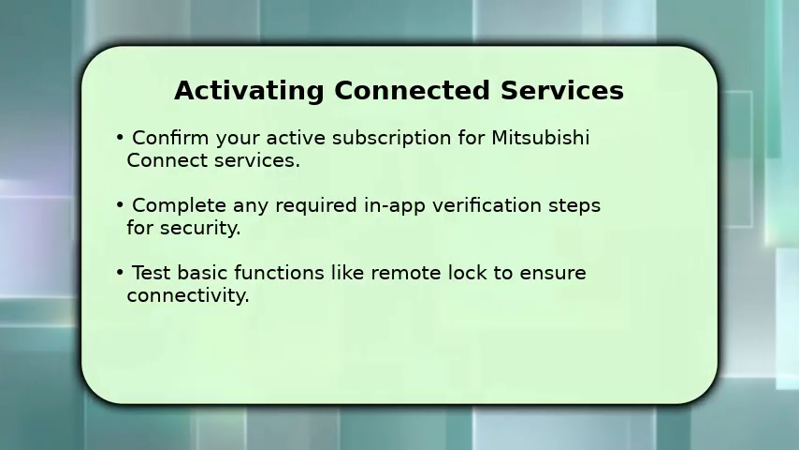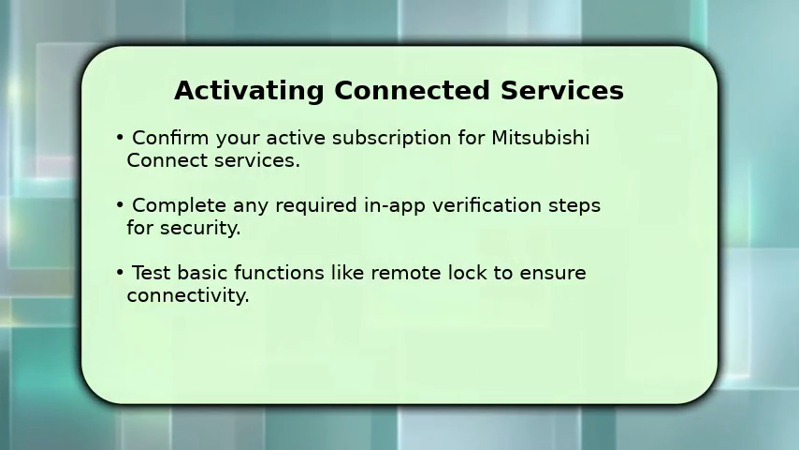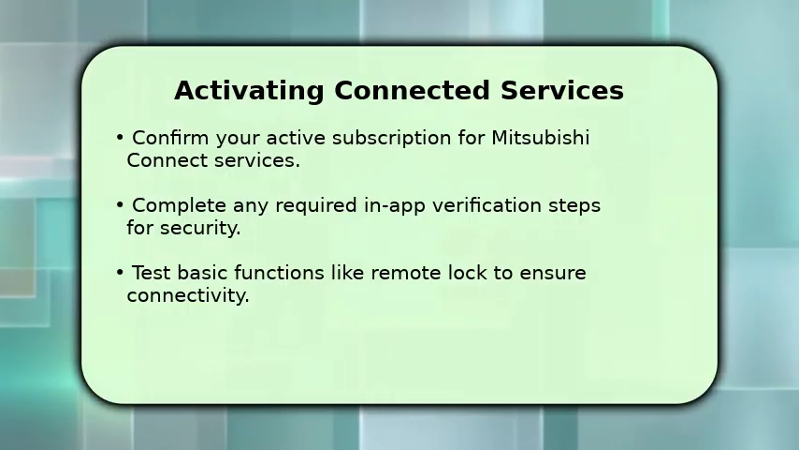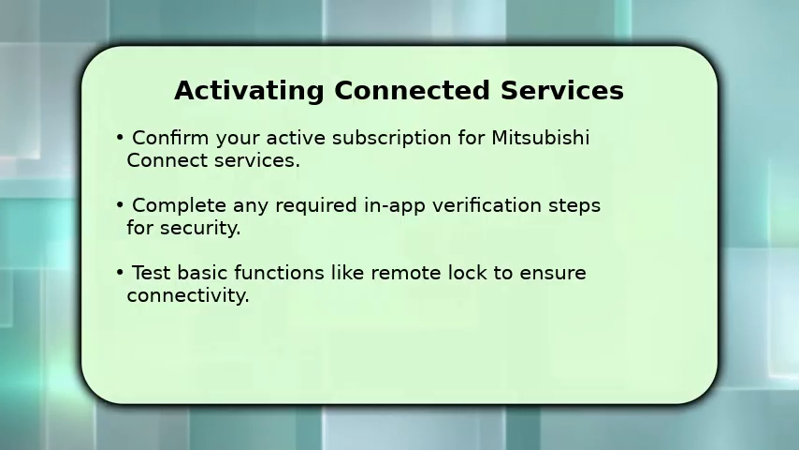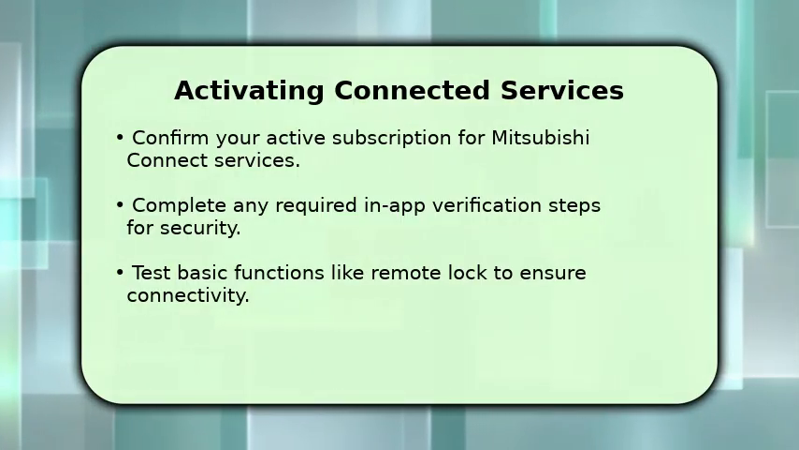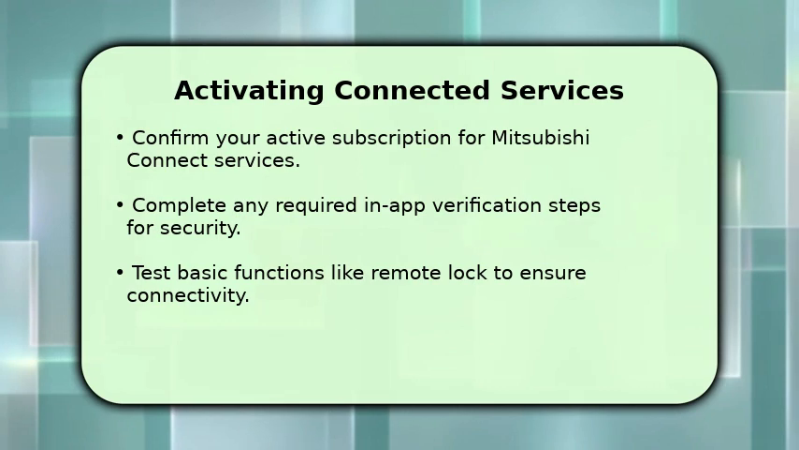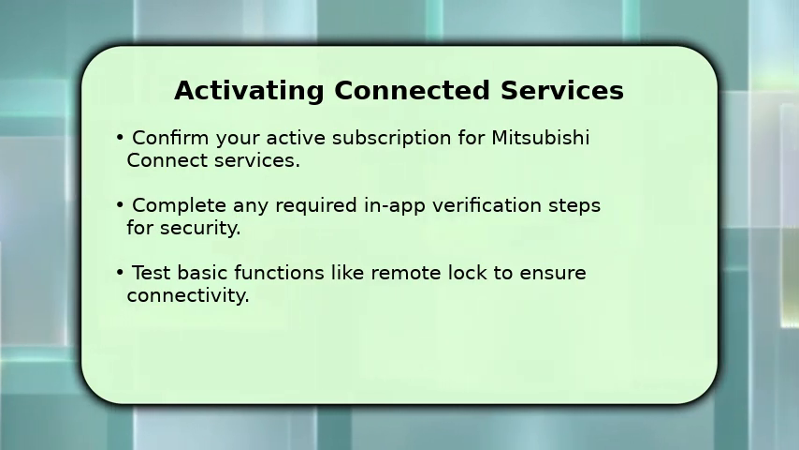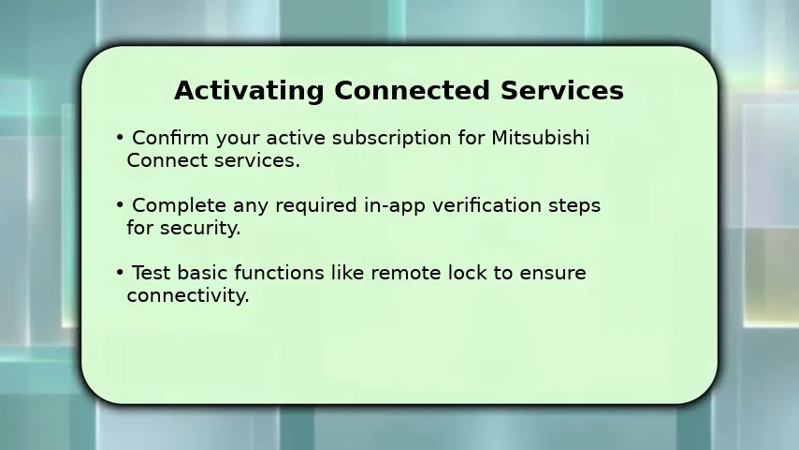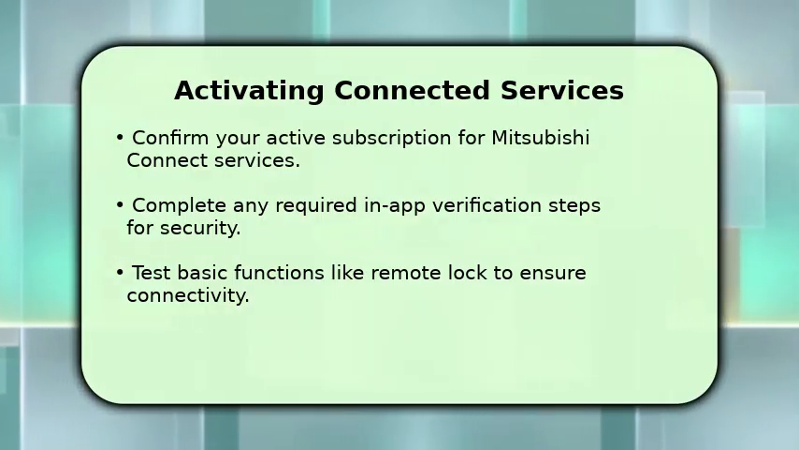After pairing, you'll need to activate your connected services. Confirm your Mitsubishi Connect subscription is active, as this is essential for app functionality. The app may require additional verification steps to ensure your security. Once activated, try a basic function, like remotely locking or unlocking your doors, to confirm everything is working correctly.